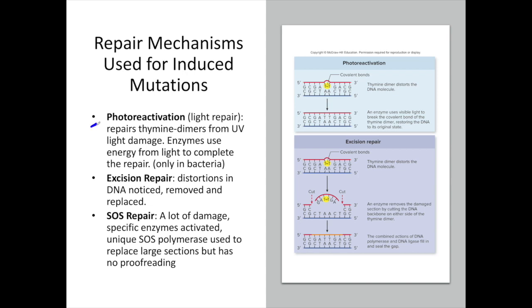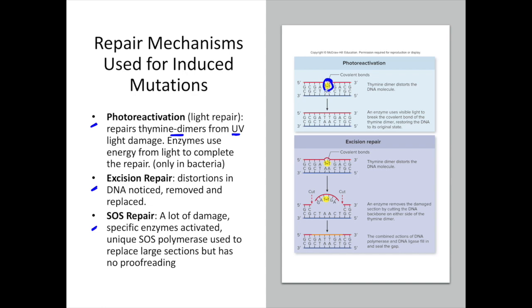For induced mutations, the 3 mechanisms that are often used are photoreactivation, excision repair, and others. In photoreactivation, we have to repair what are called UV dimers. In bacteria, there's a specific wavelength of UV light called a germicidal wavelength that has the ability to penetrate across cell membranes and cell walls. And it will penetrate across and cause thymines to form these dimers. So instead of our thymines just being base paired to the A's, they are also base paired to each other.